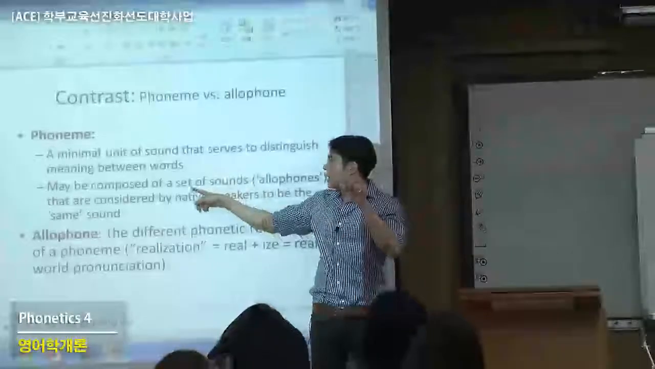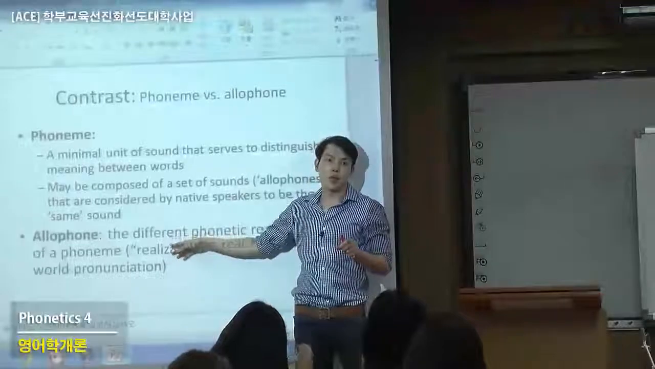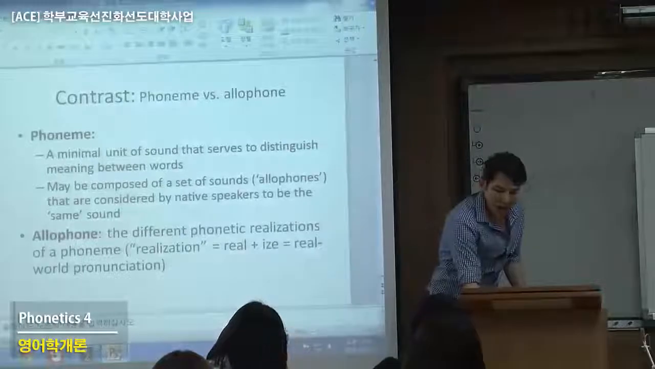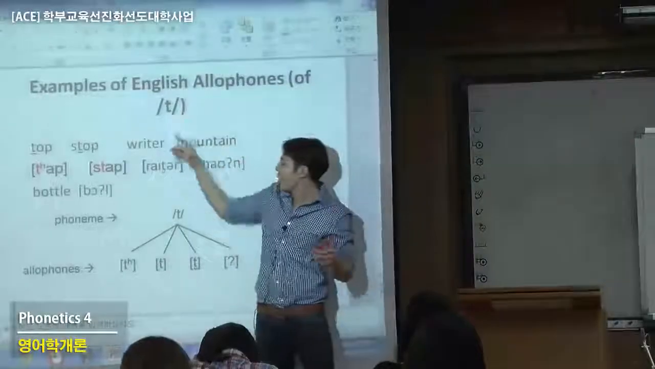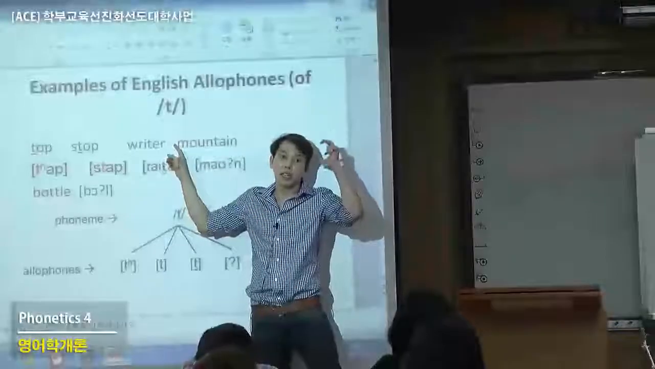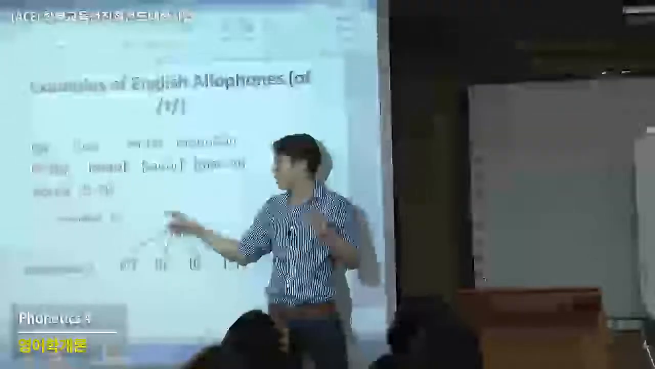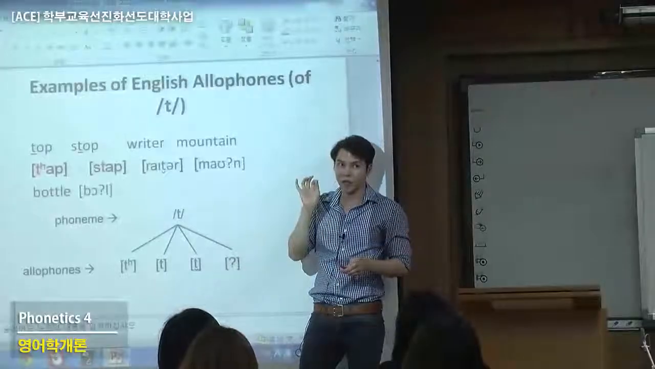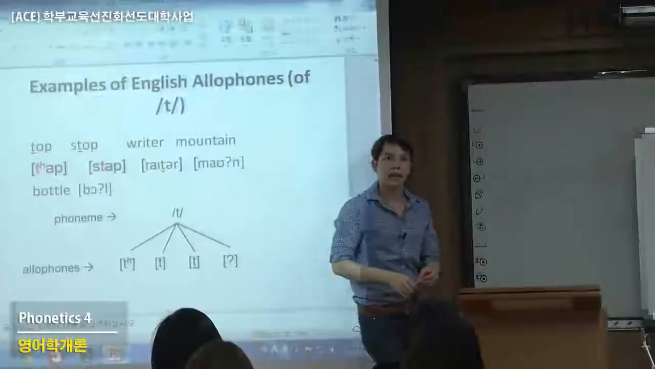But it can consist of a set of sounds, right? And that set of sounds is actually what we call allophones, okay? Allophones are real sounds that you pronounce, but the phoneme is what you have in your head, what you perceive, okay? So everybody would perceive all these as the T. Everybody that speaks English will perceive all these T's as T, abstract T. But the way that they actually pronounce them is a little bit different in each context. Top, stop, writer, mountain, like that, okay?